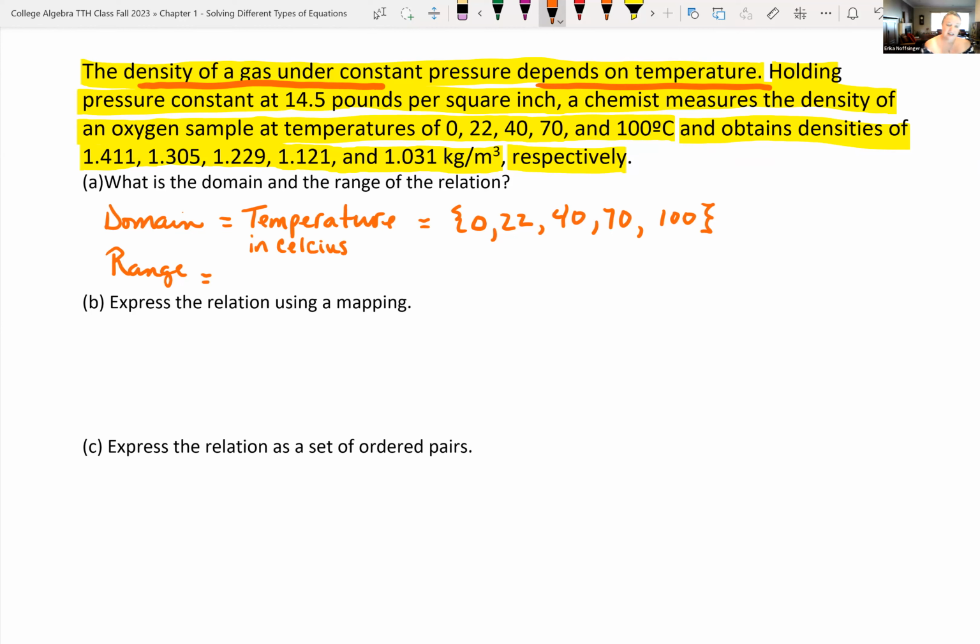The range, that is our output. So depending on the temperature, depends on the density. So the range is the density. And in our case, we got back 1.411, 1.305, 1.229, 1.121, and 1.031.